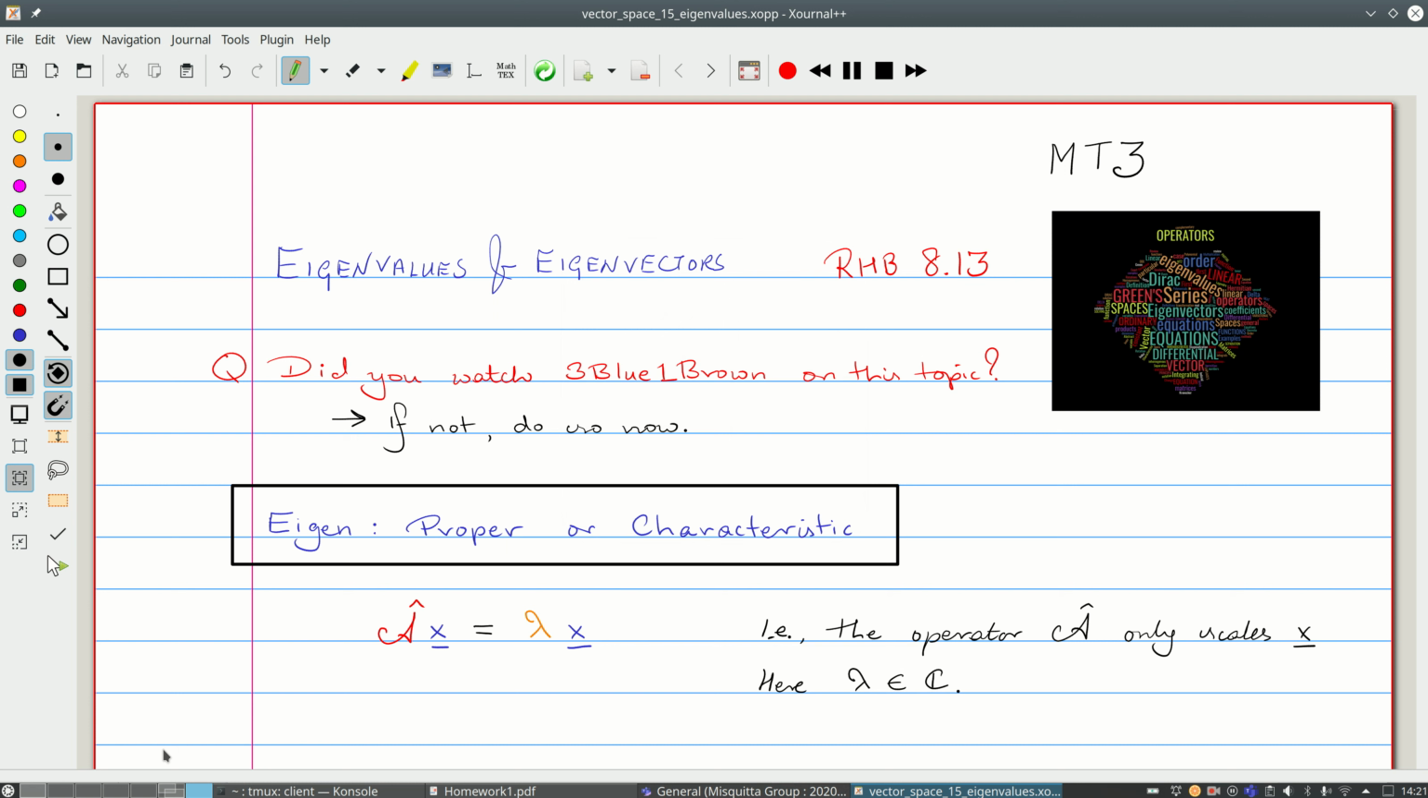In this tutorial, we'll be looking at eigenvalues and eigenvectors. We are now in Riley, Hobson and Bence's Chapter 8, Section 13. That's 8.13.